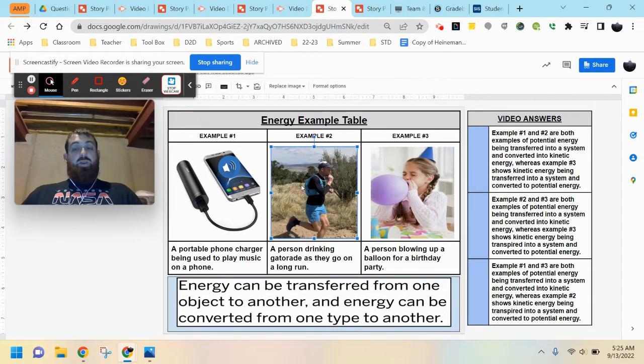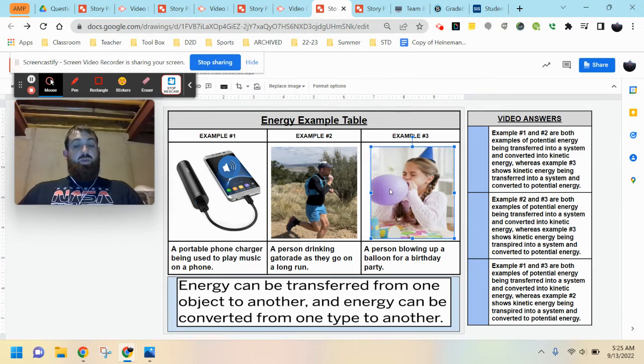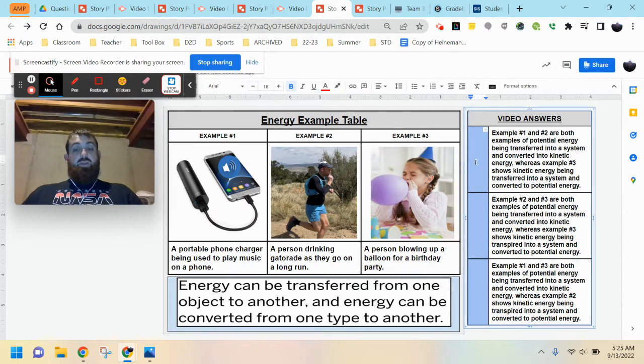So example 1 and 2 are both examples of potential energy being converted into kinetic energy, whereas the balloon is an example of kinetic energy, the air being blown out, being stored and converted as potential energy for later. So the best answer is option 1.